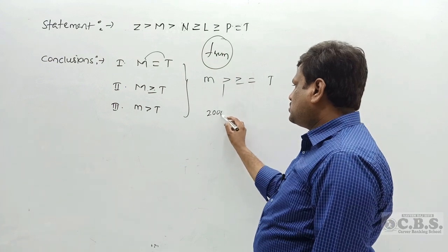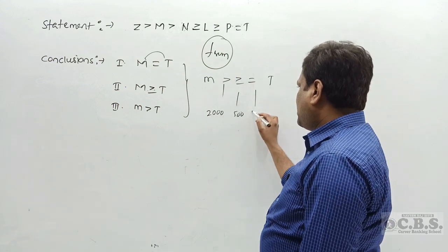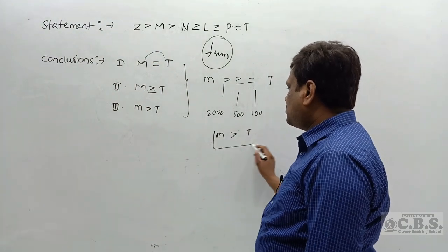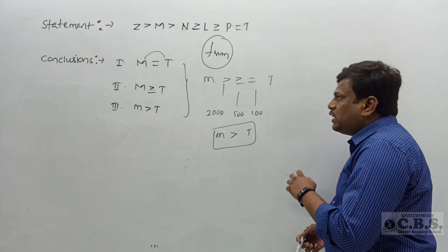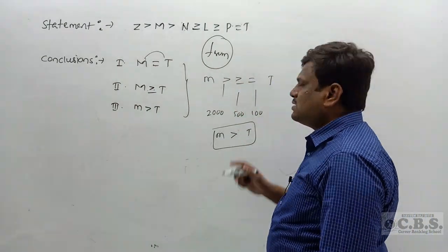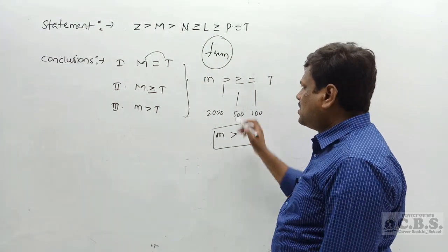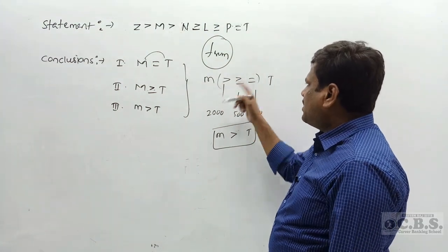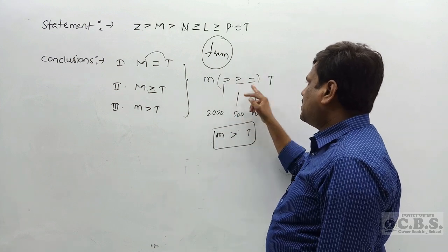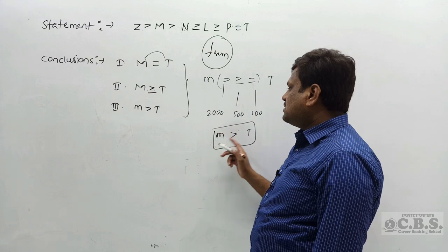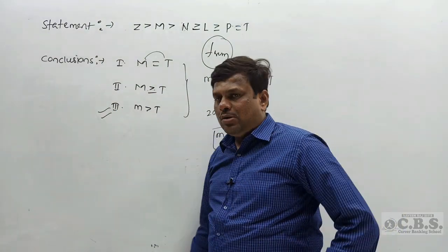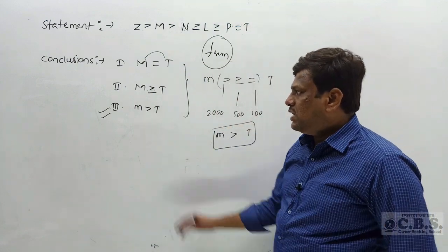So we have a 2000 rupees note, a 500 rupees note, and a 100 rupees note. Obviously m chooses which note? 2000. So 2000 is nothing but m more than t. So no need to check from m and t through more than or equal to and the other symbols. It's a time-taking process. You just go for a test. How many symbols lie between m and t? There are three symbols between m and t: more than, more than or equal to, and equal to. So as per the ranking concept, the right answer is m more than t. So which conclusion logically follows? Conclusion 3 logically follows.